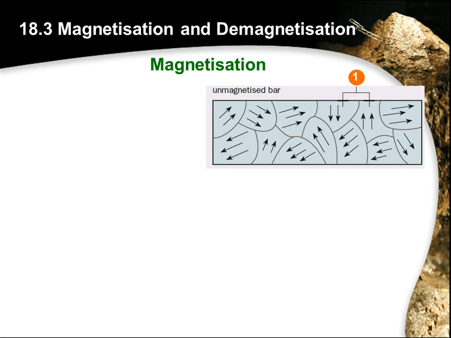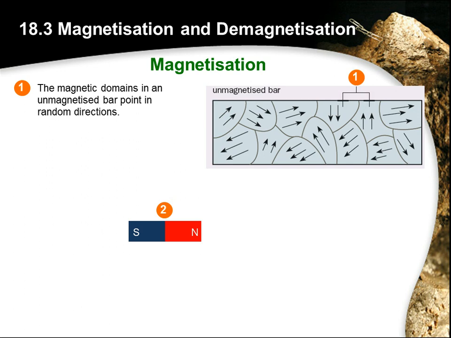You look at any unmagnetized bar, right? The domains will be pointing in various directions. So because they all point in various directions, they cancel each other out, and there is no net magnetism. Alright, but let's look at actually a magnet. When you bring this magnet near this unmagnetized bar, what happens?